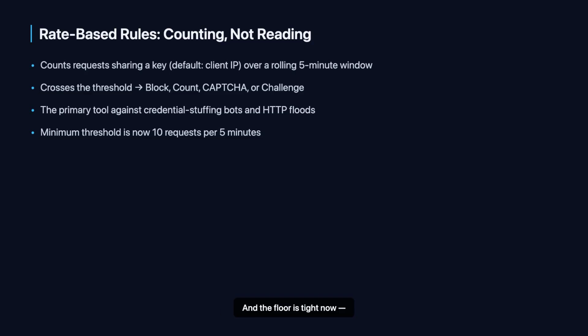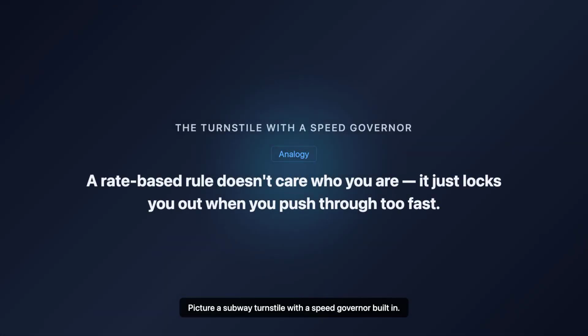And the floor is tight now. You can set a threshold as low as 10 requests per 5 minutes, which lets you clamp down on even slow, targeted abuse. Picture a subway turnstile with a speed governor built in. It lets normal commuters through at a normal pace, no problem. But if one person tries to shove through 50 times in a minute, it locks them out. The turnstile doesn't care what that person looks like. Reading their appearance is WAF's content inspection job. The turnstile only cares how fast they're pushing. That's the difference between a rate-based rule and a managed rule group. One counts frequency, the other reads content.